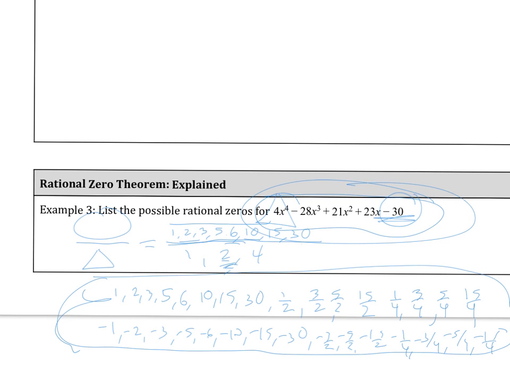And it's always the case that if such a number does exist, and there doesn't need to be one, but if there is one that exists, its numerator will go into this number evenly, and its denominator will go into that number evenly. So we always start by listing all the things that go into the constant, then all the things that go into the lead coefficient, and we try to list all possible combinations. So all of these over this, all of these over this, all of these over this. Reduce the fractions when possible, and don't include repeats.